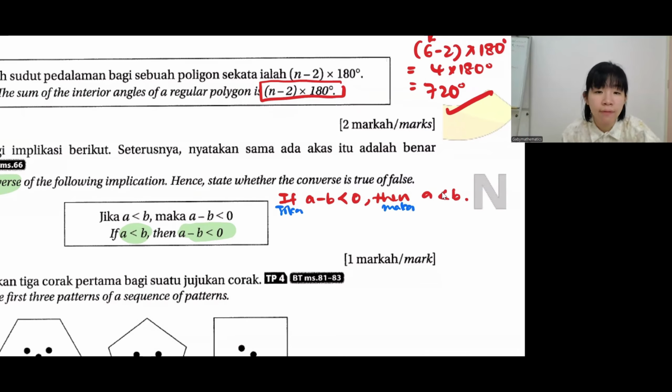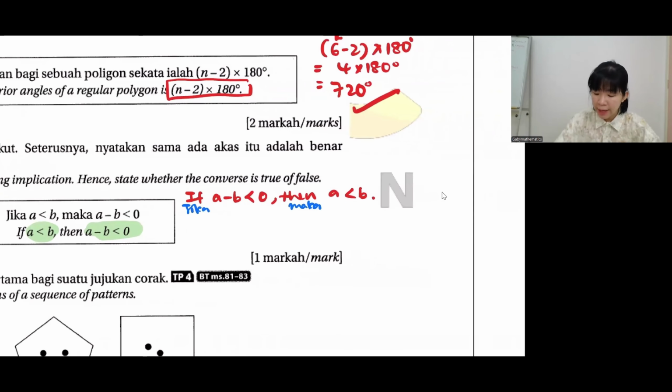After writing this converse, I want everybody to decide true or false. If A minus B is less than 0, then A is less than B. What do you think? If A minus B less than 0 means negative number. If a number minus the other number gives a negative, it means A is smaller than B. This statement is true. Yes, correct. A smaller number minus a bigger number gives negative. So A is smaller than B. So this one is true.